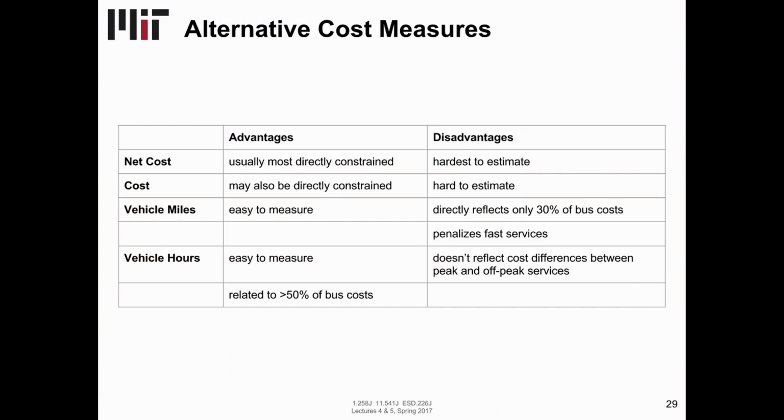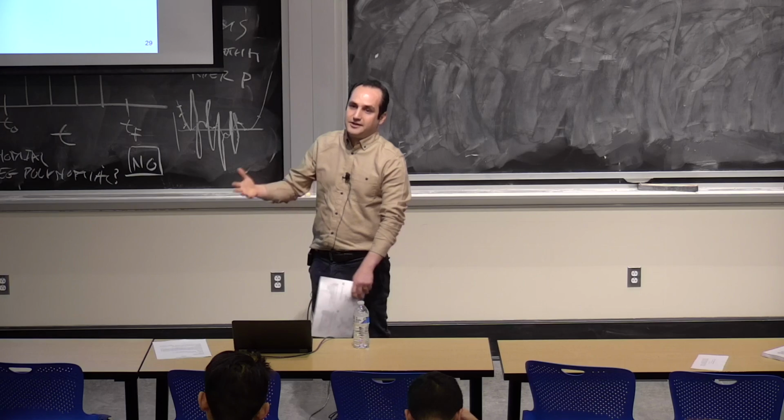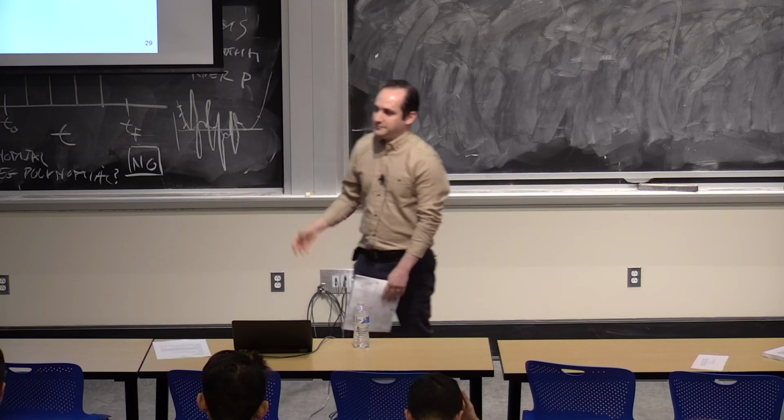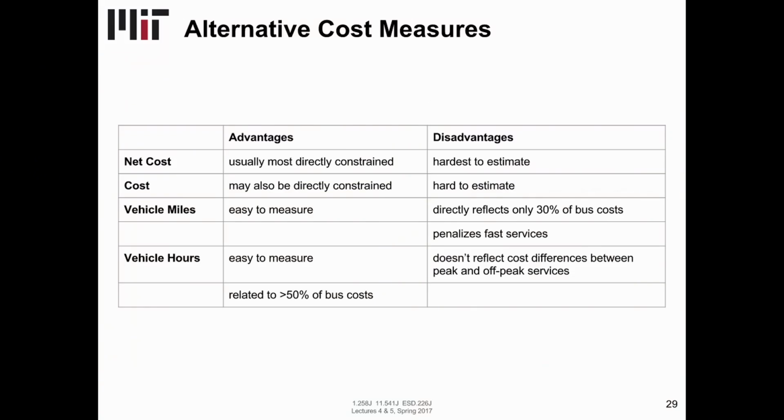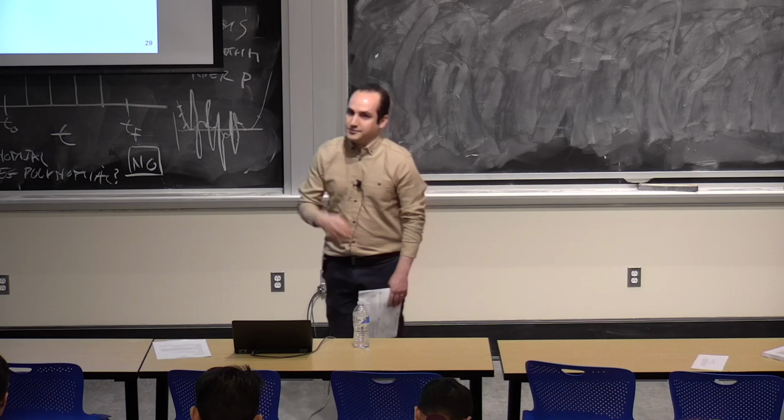However, it may not be that difficult when we are dealing with the existing service, because revenue is basically already recorded by the farebox system. And then cost could be another measure, less directly constrained, because we need to combine that with revenue to realize what's the net cost of the system. Again, it could be hard to estimate, but probably not as hard when we compare it with net cost.